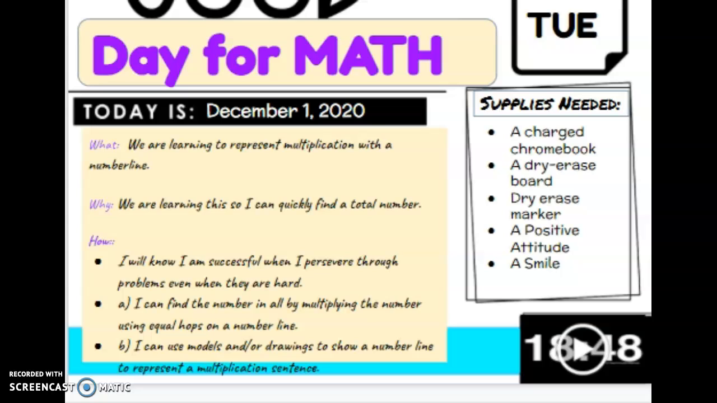Hey everybody, today is Tuesday, December the 1st, 2020. Today we're going to be working on multiplication with number lines.